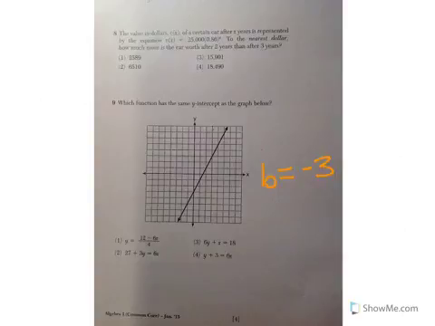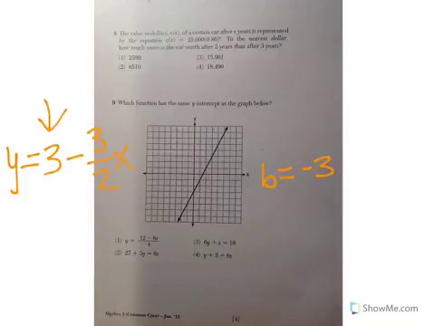So the first choice, if I get this more into a linear equation, and I divide everything by 4, then I'll end up with y equals 3 minus 3 over 2x. And it's saying that this is the y-intercept of a positive 3. So that's not what we want. Can't be 1. Number 2, 27 plus 3y equals 6x.